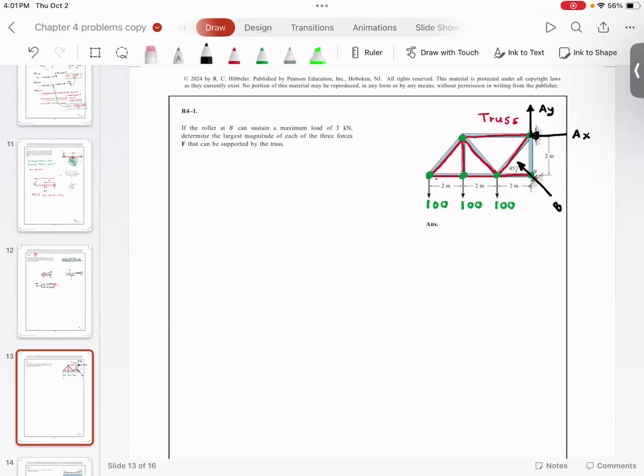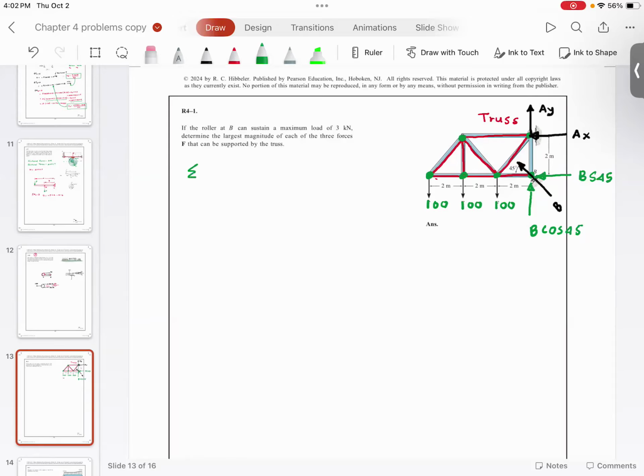If I want to solve a truss, I want to find out the reactions at the support. How do I find out the reactions at the support? We can take a moment. So this component is going to be B cosine 45, and this one is going to be B sine 45. Do you agree with me?